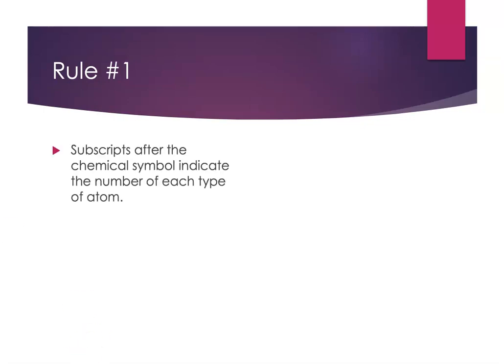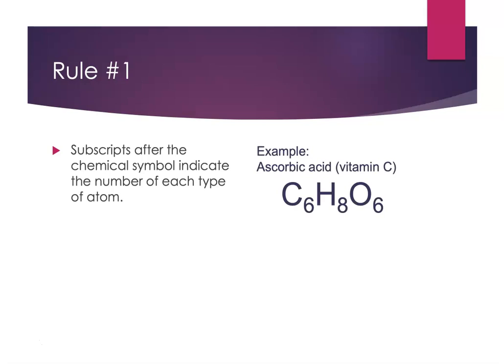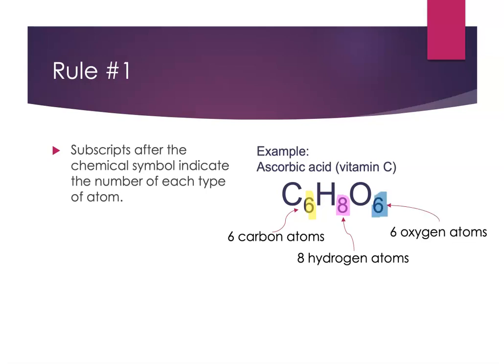We can think about this as three simple rules that help guide us through the way chemical formulas are written. Rule number 1 says that we're going to use subscripts after the chemical symbol to indicate the number of each type of atom. So, for example, if we think about vitamin C, also known as ascorbic acid, one molecule of vitamin C has this formula. It means there are 6 carbon atoms in one molecule, 8 hydrogen atoms, and 6 oxygen atoms in one molecule of vitamin C, for a total of 20 atoms in the molecule.